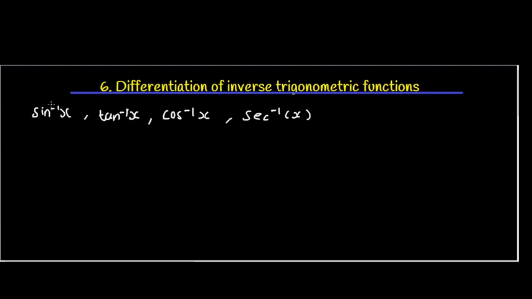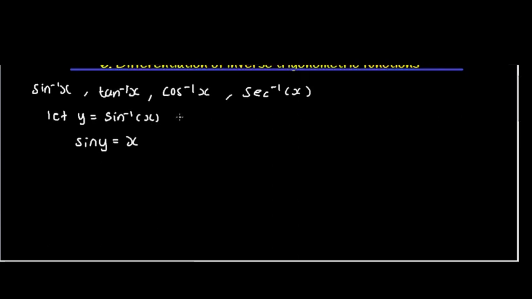Let me try to work out the first one, which is sine inverse of x. So we shall come here and say let y equal to sine inverse of x. And from that it is clear that when sine comes to this other side, we shall have sine y being equal to x. And remember, we want to differentiate this.